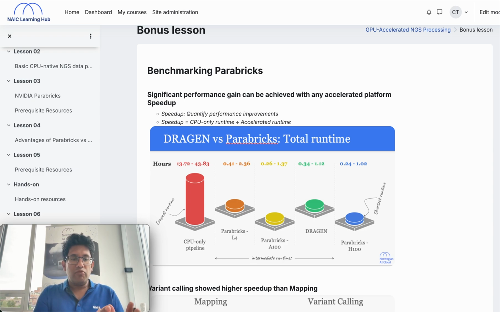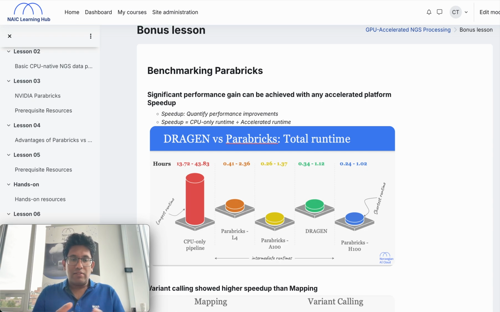The comparison between GPUs and FPGAs, or Field Programmable Gate Arrays, is beyond the scope of this course. However, if you are interested, I have provided additional resources in this lesson so that you can go and explore more.